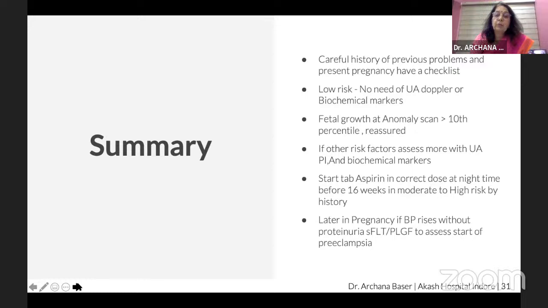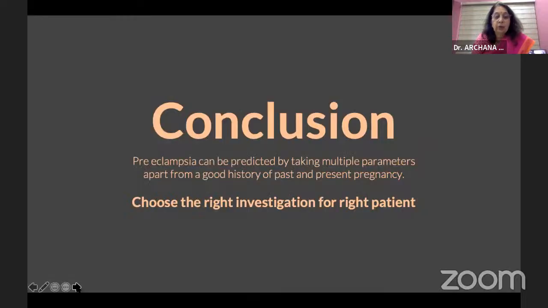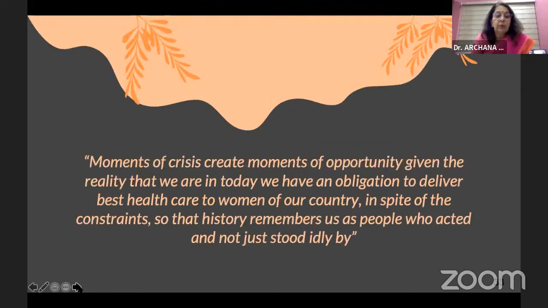Later in pregnancy, if BP rises without proteinuria, use sFlt PlGF to assess the start of preeclampsia. So just to conclude, preeclampsia can be predicted by taking multiple parameters apart from a good history of past and present pregnancy. What is most important is to choose the right investigation for the right patient.